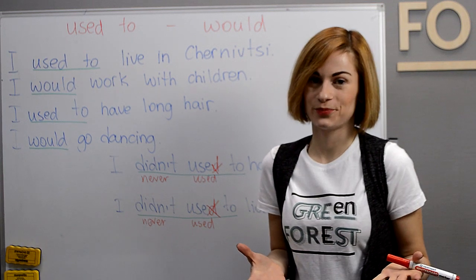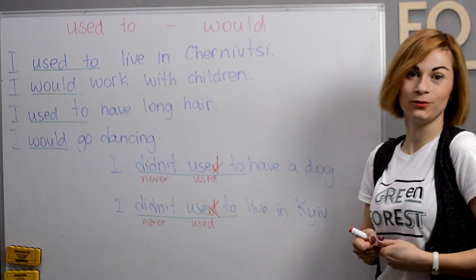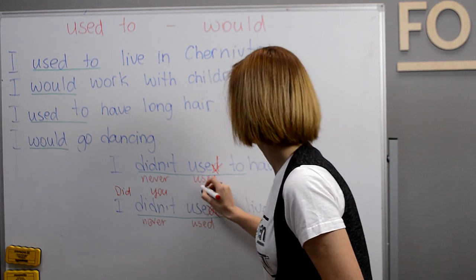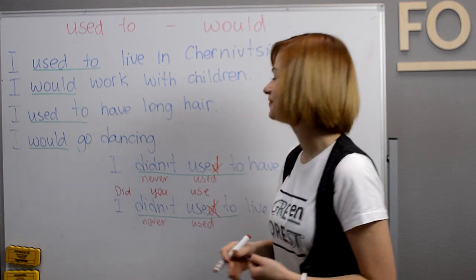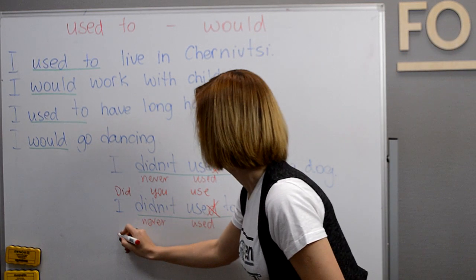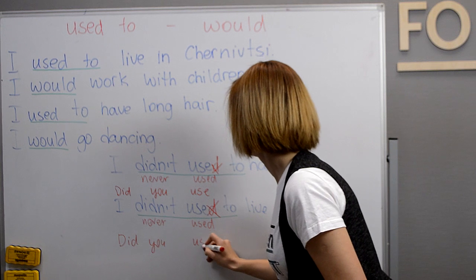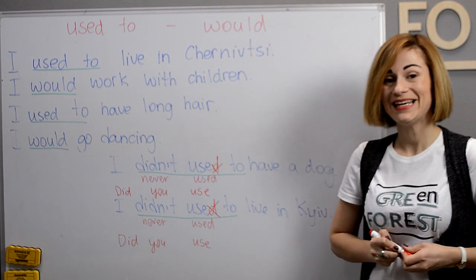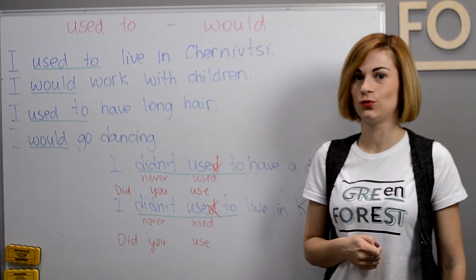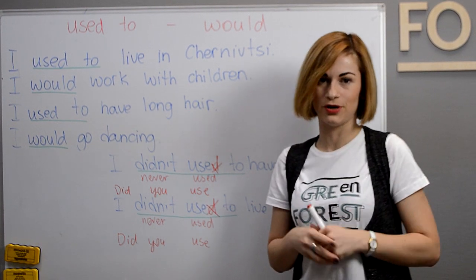Now, what about question form? Again, we need the auxiliary did. For example, I have a dog, and I will ask, did you use to have a dog or live in Kiev? And the question will be, did you use to live in Kiev? Guys, again, as in negative form, in question form, we don't use any endings with the word use. Did you use, but not did you used to. Please be careful here.